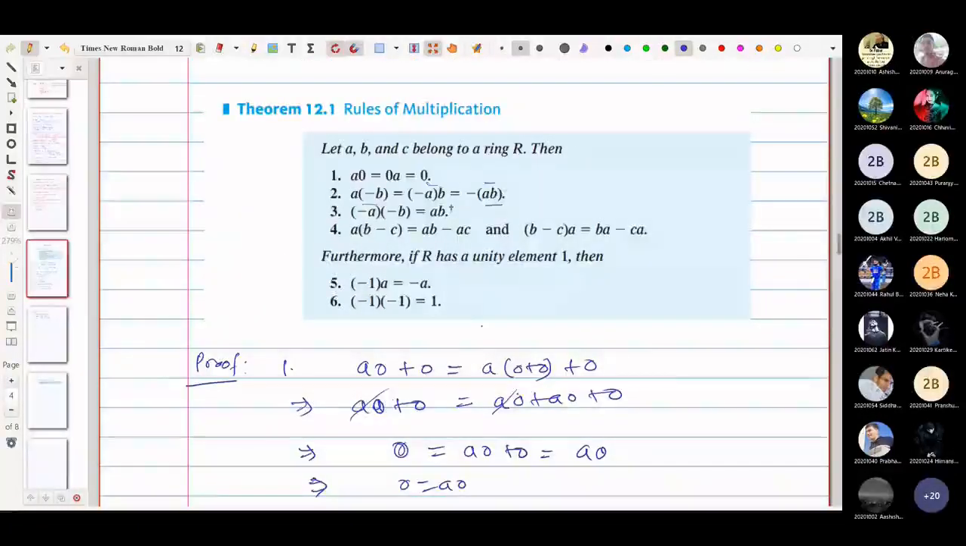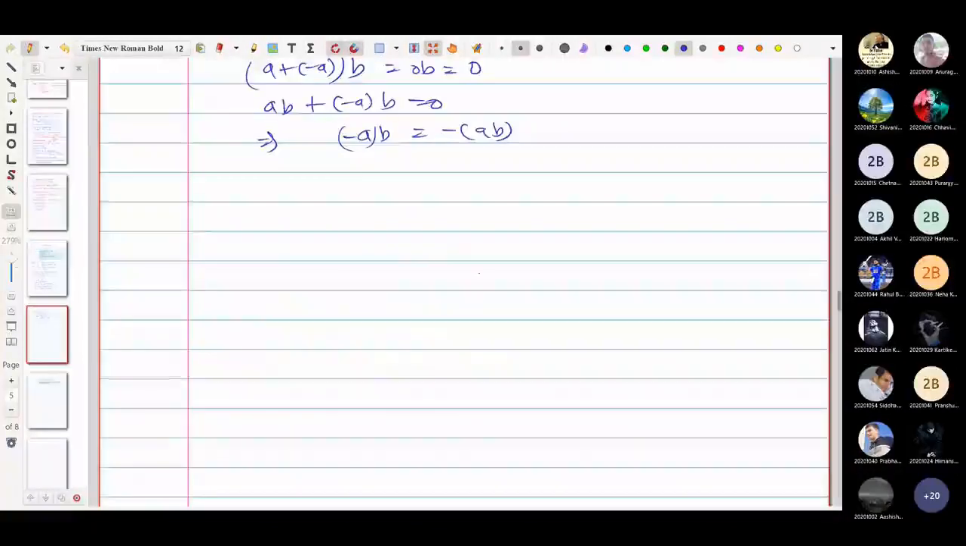They seem to be very easy, but are a little tricky while proving. So the next part: negative a times negative b equals ab. This we use often, of course, but when it comes to proving it, sometimes it becomes difficult. Okay, let us see the third part. We need to prove that negative a times negative b equals ab.